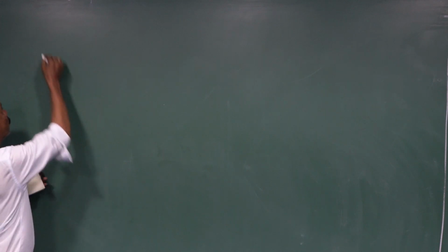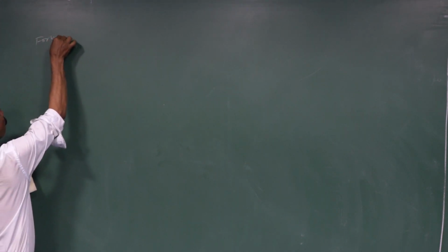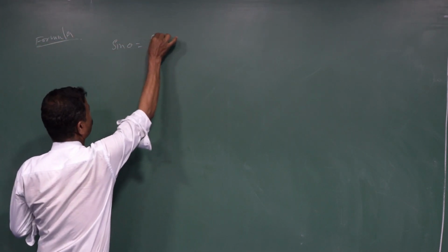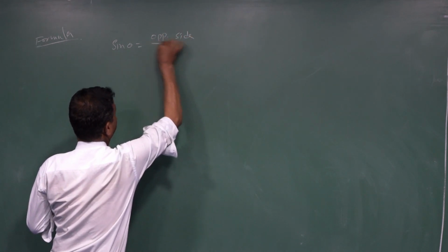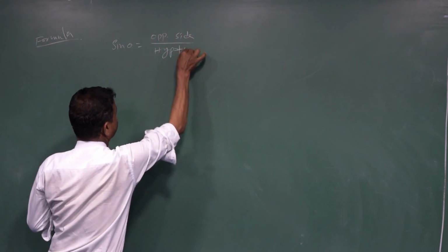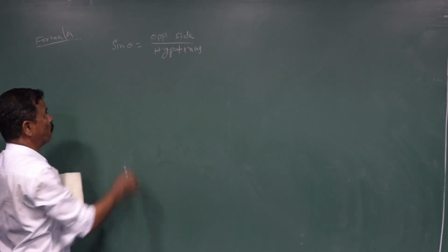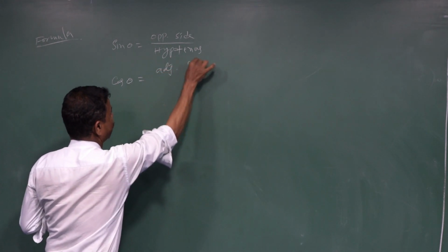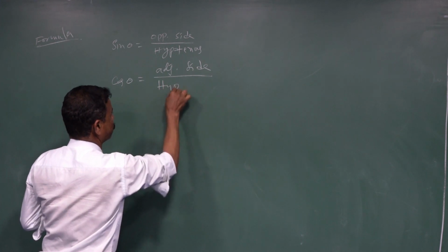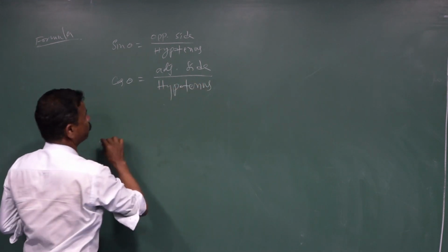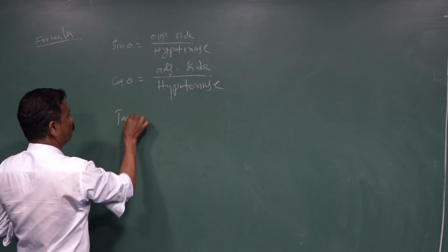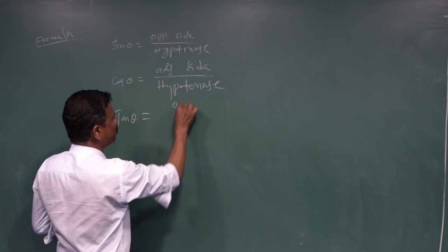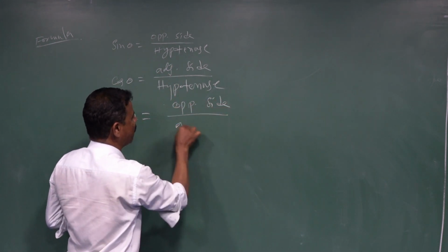Finally, remember these formulas. Sin theta is equal to opposite side by hypotenuse. First formula. Next, cos theta is equal to adjacent side by hypotenuse. Tan theta is equal to sin by cos. The hypotenuse cancels, giving opposite side by adjacent side.